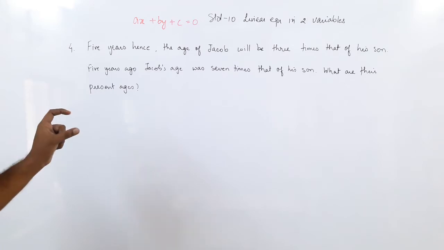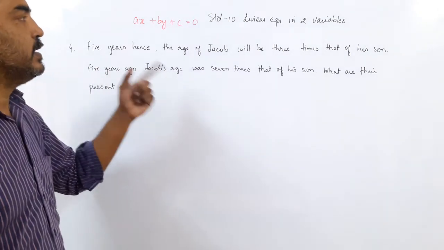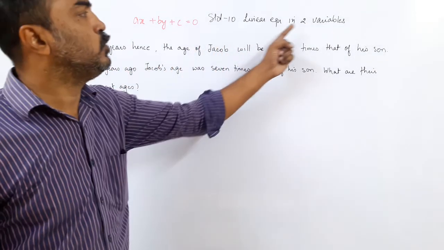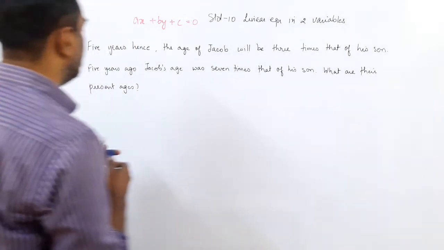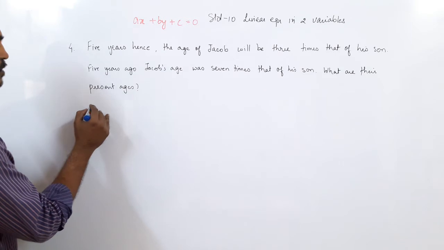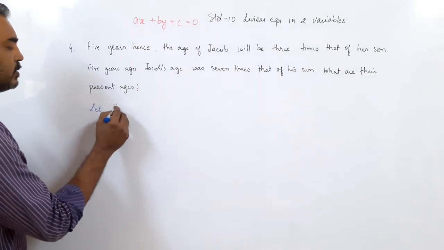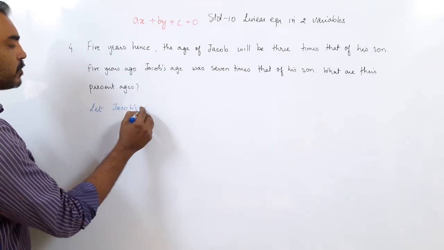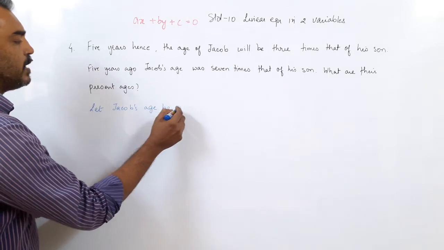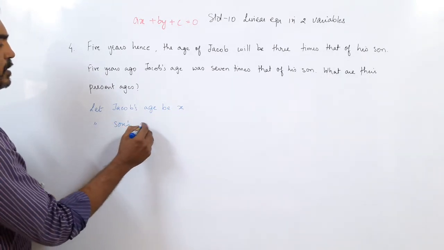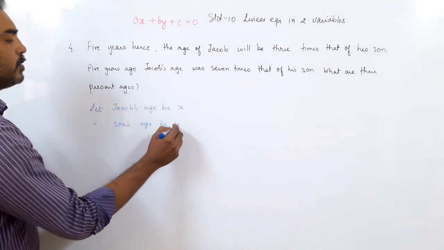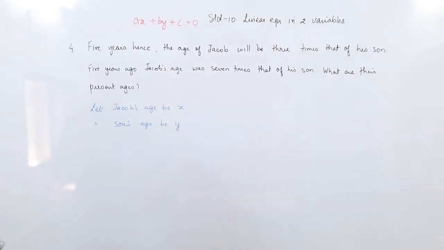But there was a square of the age or something, they will use only x. Now we are going to do the same kind of sum in two variables. Since we are given two variables, we have to find the present ages. So first we'll take the variables. Let Jacob's age be x and let son's age be y.